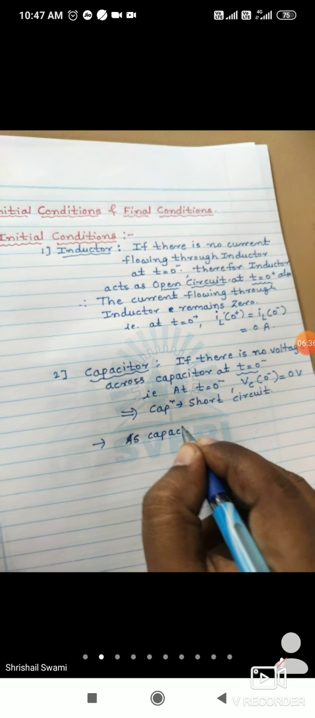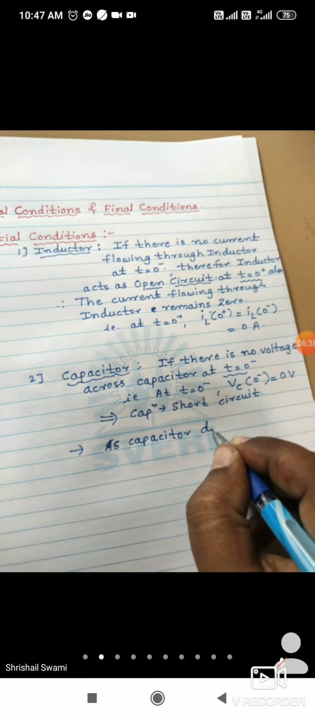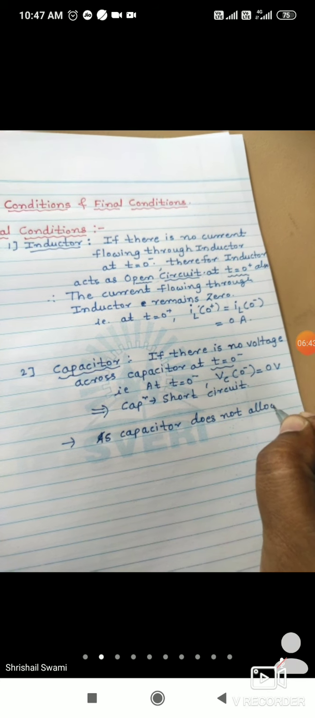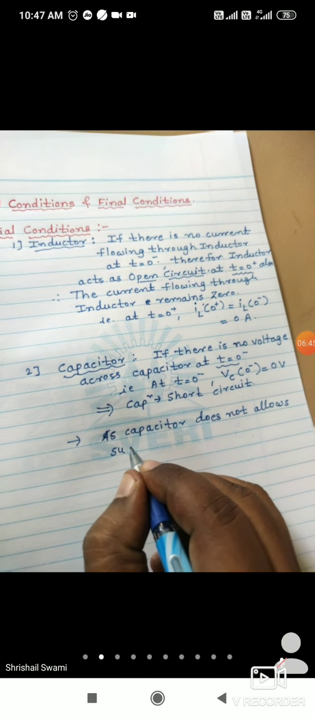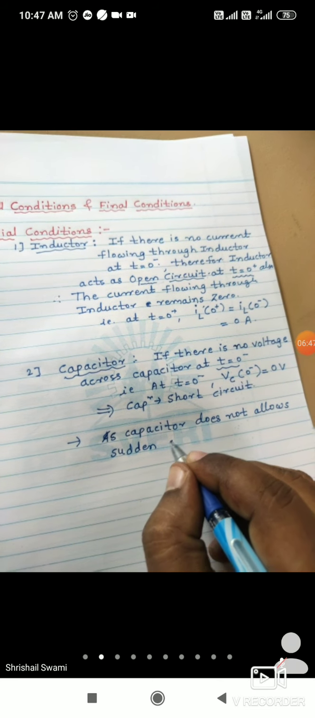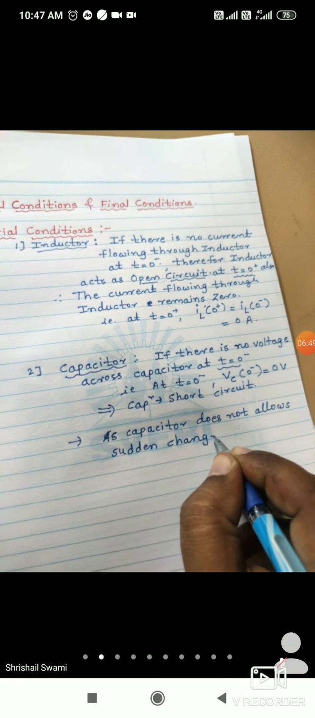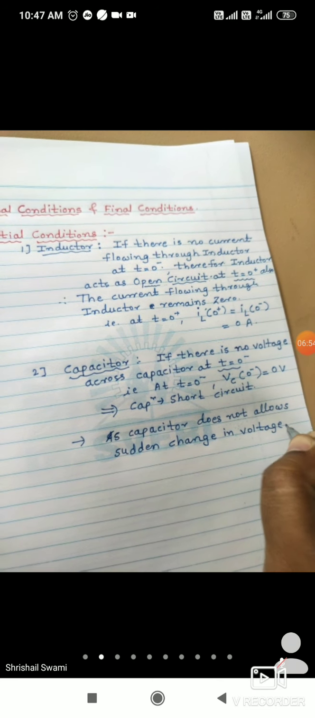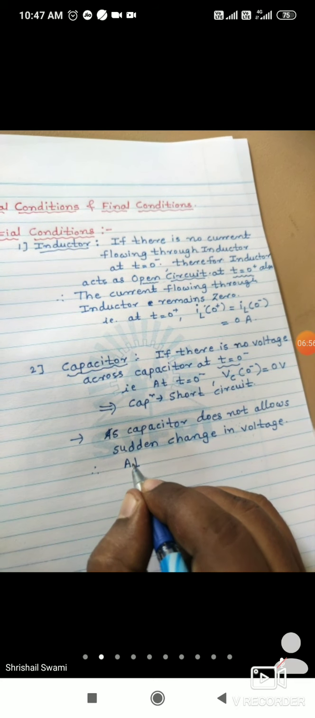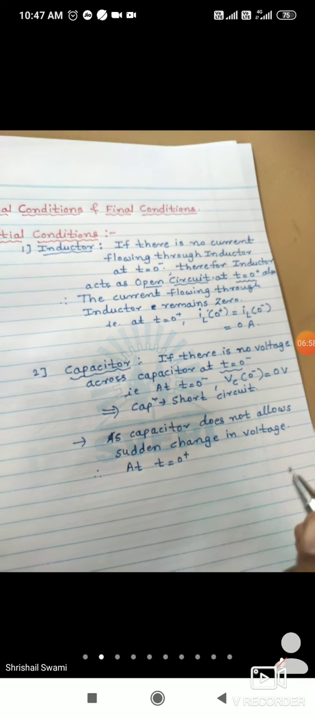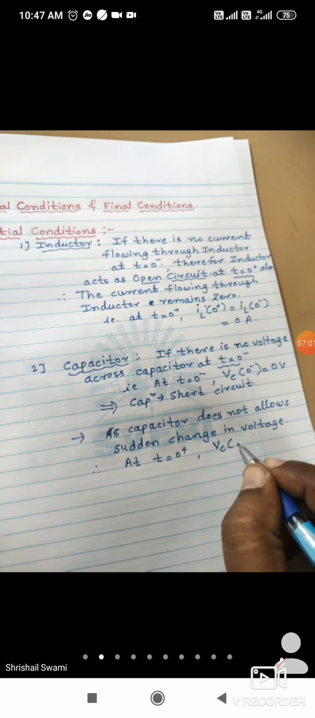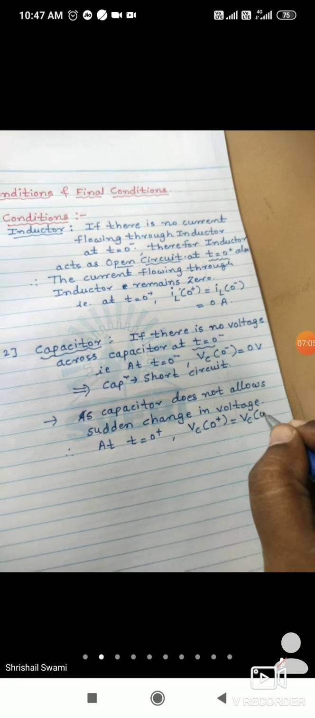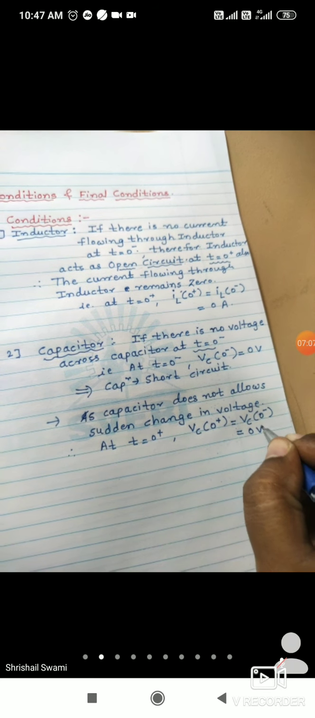Capacitor does not allow sudden change in voltage, as capacitor does not allow the sudden change in voltage. Therefore at t is equal to 0 plus also, the voltage across capacitor will not be changed, that is vc of 0 plus is equal to vc of 0 minus is equal to 0 volt.